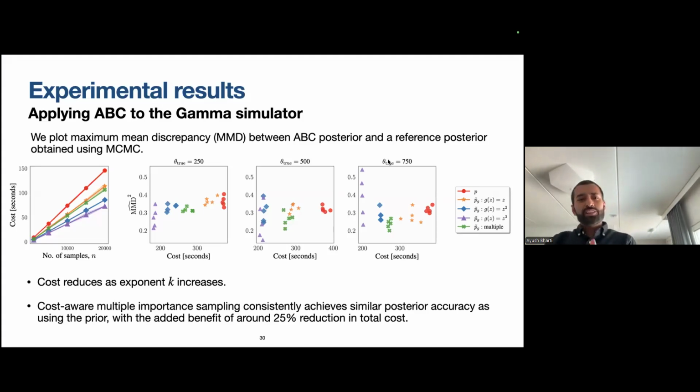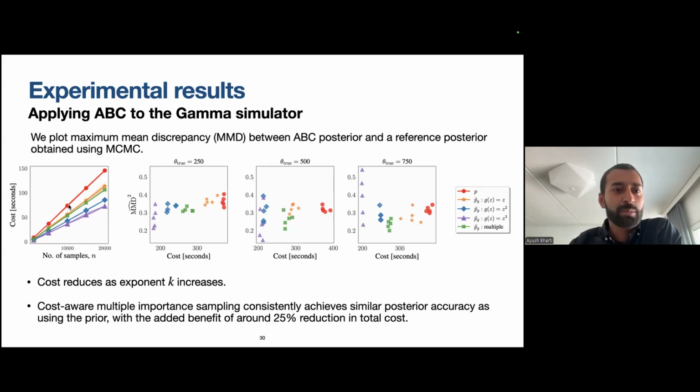So let's look at this. This is the ABC. We used ABC on this gamma simulator that I talked about before. The first thing we do is increase the number of samples in this rejection ABC, and of course the cost increases, right? This red line is the cost from sampling from the prior. As you increase the penalty here, from power 1 to square to cube, the cost that you incur is less. It's pretty obvious now.